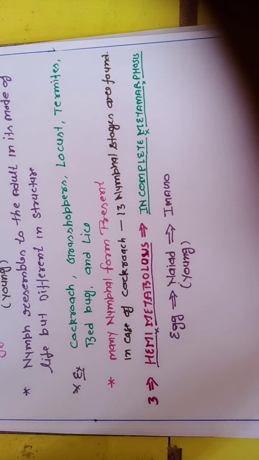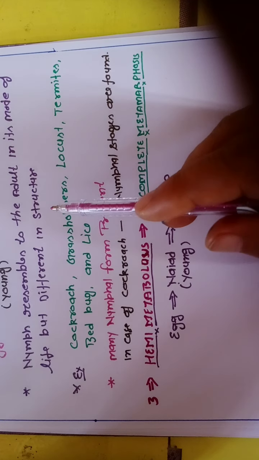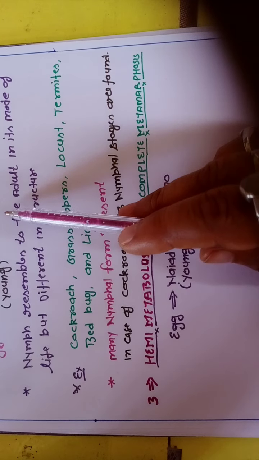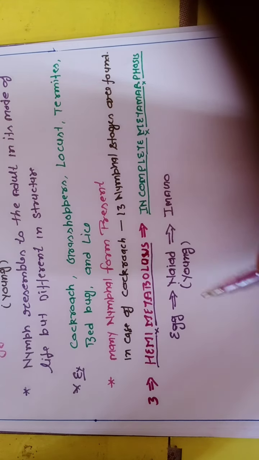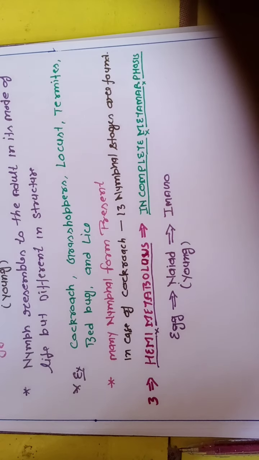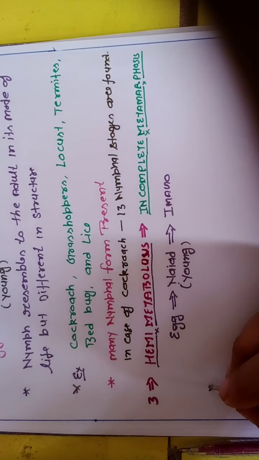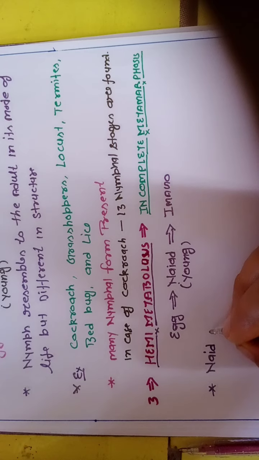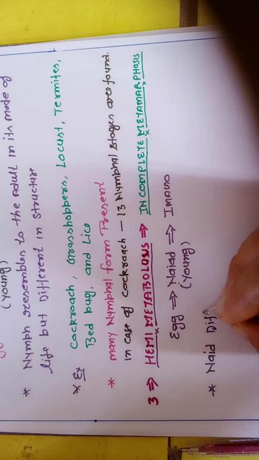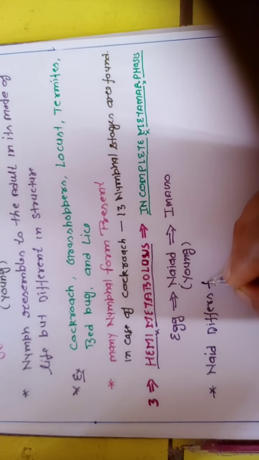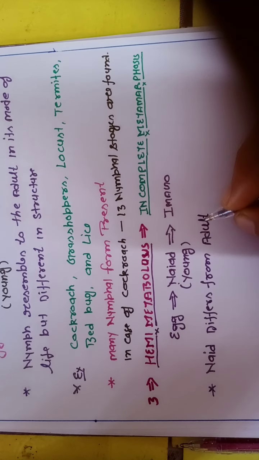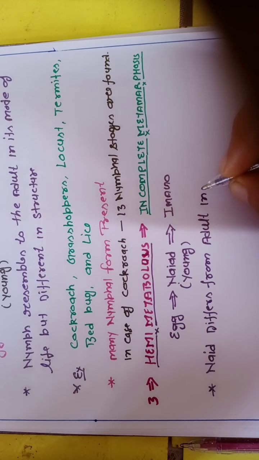So actually the nymph is different only on the basis of structure. If we compare a young one and the adult, then their structure is different, but here the condition is different. So here the naiad differs from the adult in both mode.